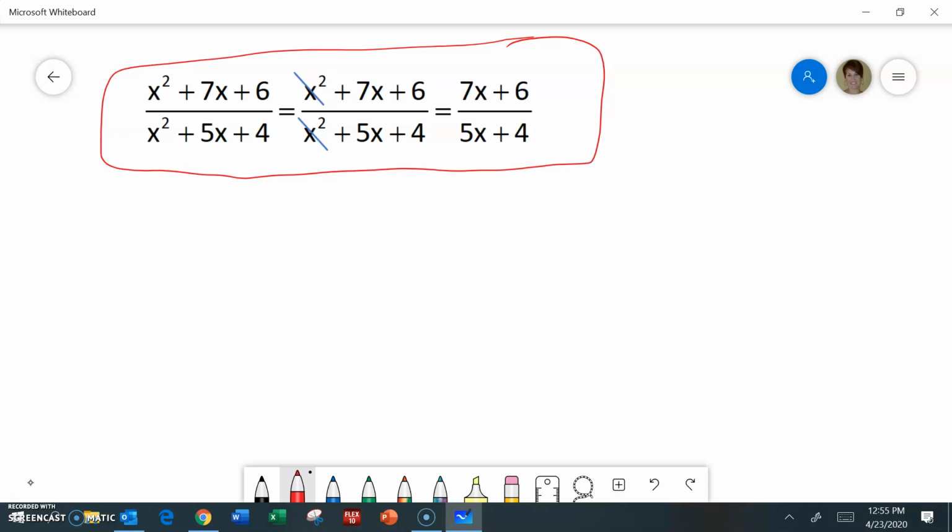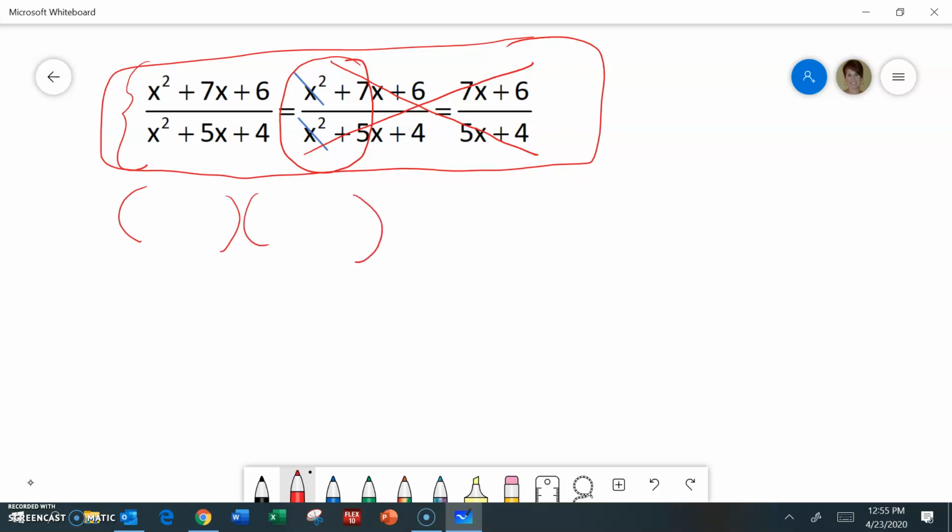So if you're still the person or students that are doing this, please stop because you're getting wrong answers, okay? So this is not correct. What I want to do is show you how to correctly simplify this. And y'all, that really means factoring.